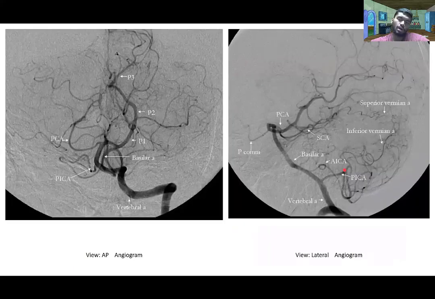Now, here are some more posterior circulation angiograms and stuff, to give you guys exposure. It's already labeled, so I don't really need to go over this. Just in your own time, look over these. Get yourself familiar with the anatomy from different angles, because remember, the surgeon can spin the patient. So I can be showing you pictures from any angle, and you guys would have to be able to figure out, okay, what is going on here. And you see the labels are all here: PICA, ICA, basilar, superior cerebellar, PCA.